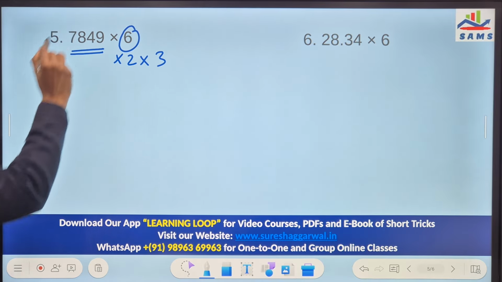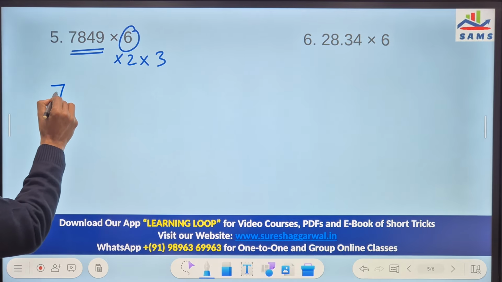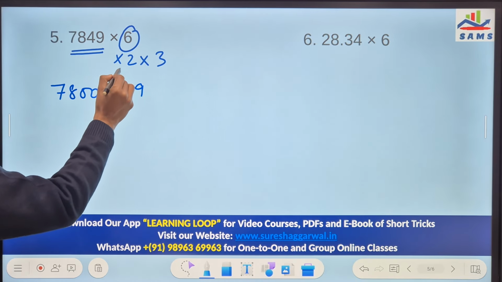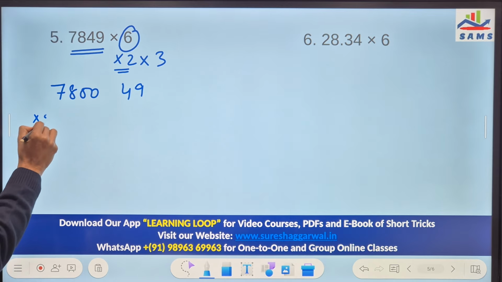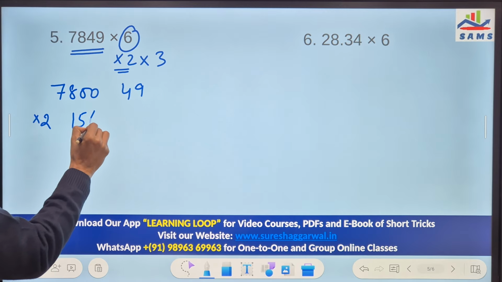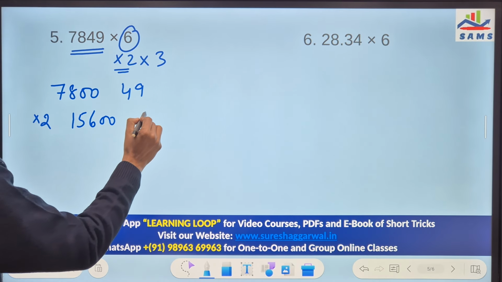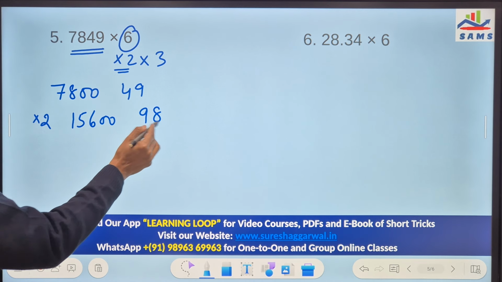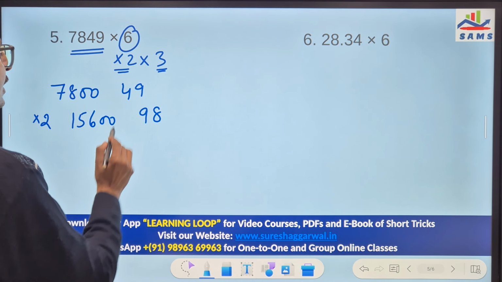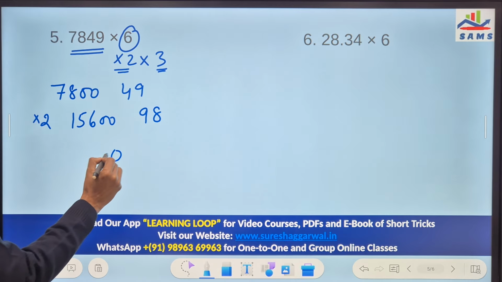Now how do I read this? This is 7800 and then 49. So when you double this up, you have the double of this number, 156 followed by 2 zeros, and the double of this number is 98. Now when you add them, you have a big number again, but since you want to triple this, triple it here only. So 0 0 is there.